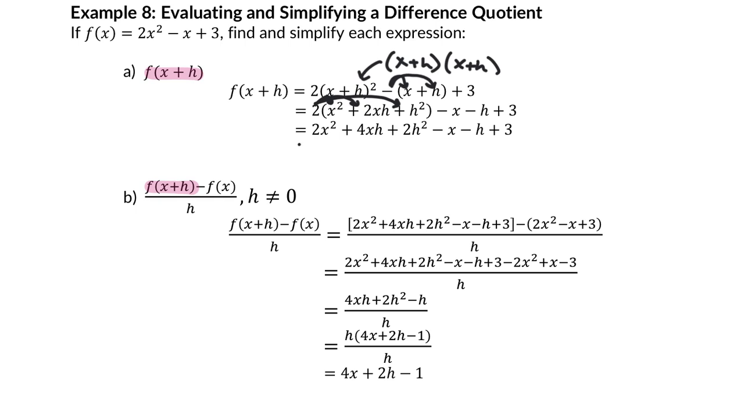Are there any like terms that can go away in this? I see I have an x squared, I have an xh, I have an h squared, I have a regular x, a regular h, and a common number. Is there any of those that are the same? No. So we pause. That is f of x plus h.